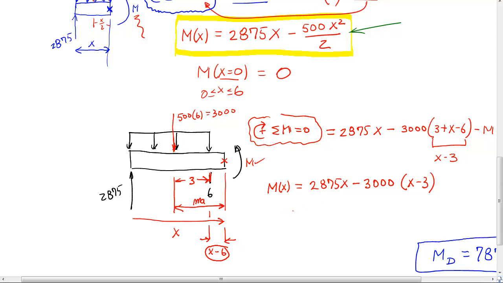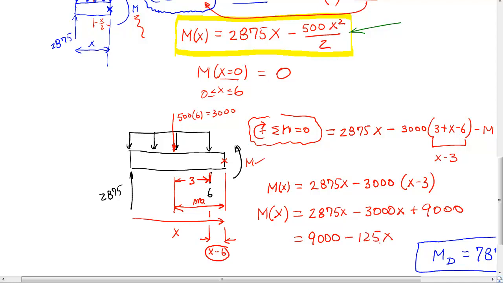Let's go ahead and simplify one more, and I'm a little bit scared I've messed up, but if I did, I'm not cutting it out of the video. I'm going to deal with it. Then minus and minus gives me a plus. 3 times 3 is 9, or 9,000 minus 125x. Is that right? I think it is.